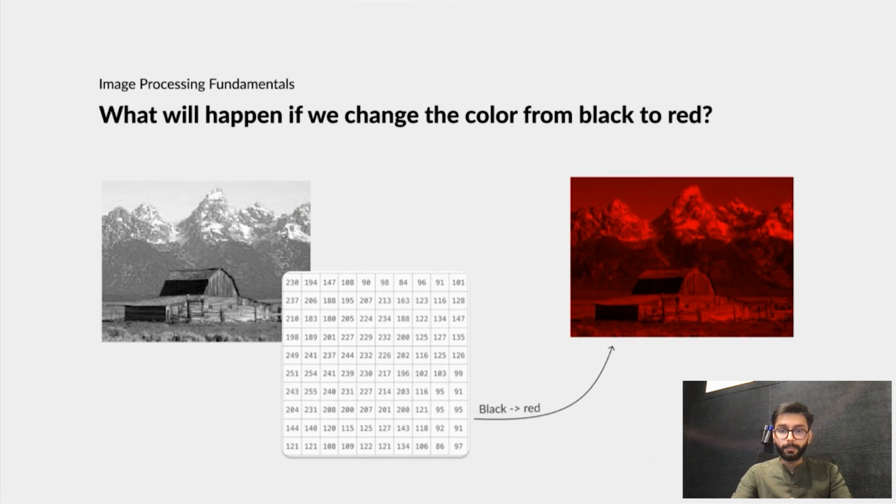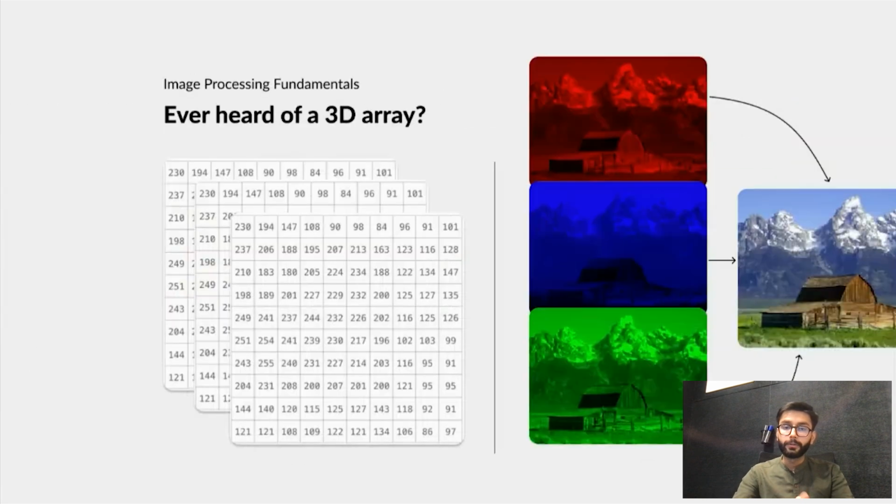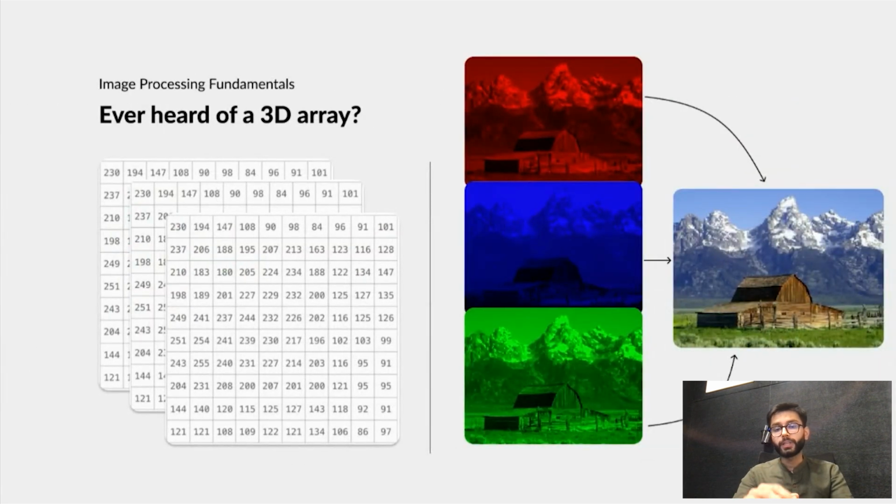So the matrix is same. If we are shifting the entire matrix to red, the image will look somewhat similar, but the shades of the image will be red instead of black and white. That means not only red, we can use multiple colors as well, right? So that we can stack up the arrays.